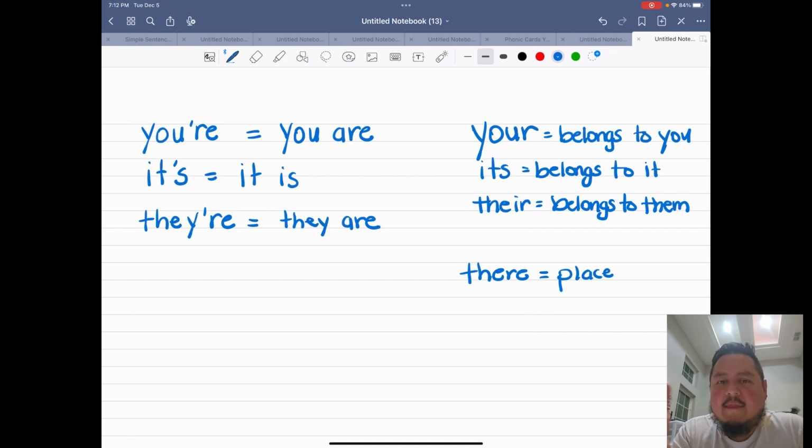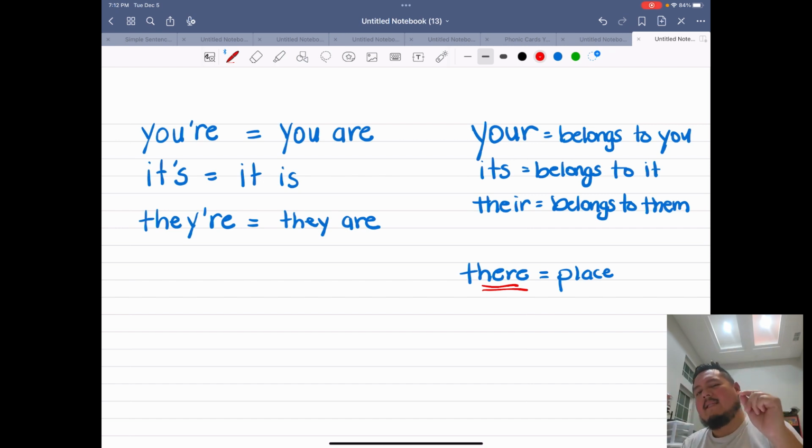So here and there. The easy way to remember is I tell my students, the word here is inside of the word there. So when you see the word there, we're talking about a place, except it's the opposite of here. It is away from here. It is there. So if you see the word there, we're talking about a place.